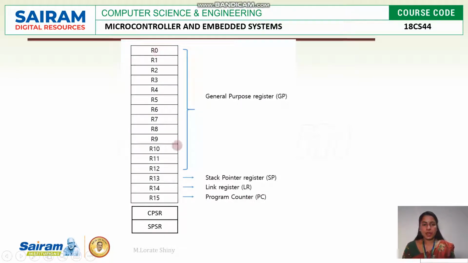You can see R0 to R15. In that, R0 to R12, the first 13 registers, are called general purpose registers. The next 3 registers are called special registers because they have some special function. The next 2 registers are program status registers: the current program status register and the saved program status register.